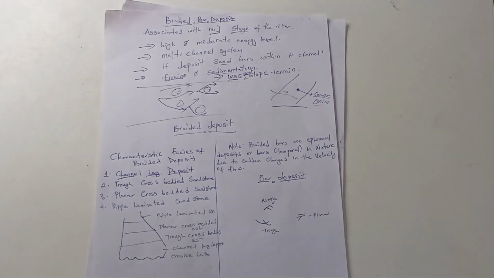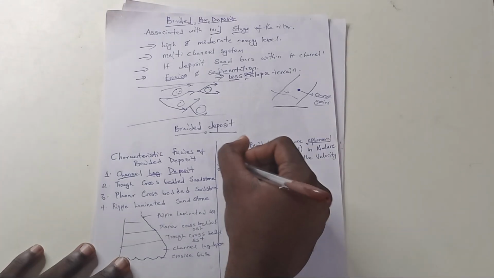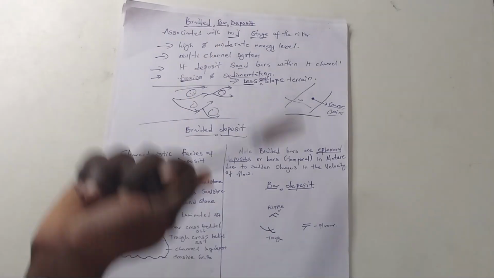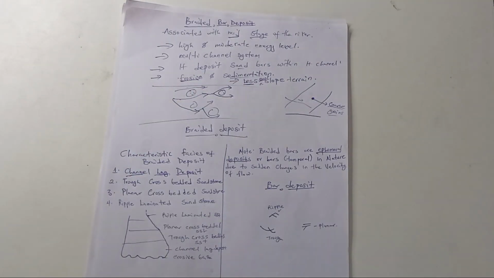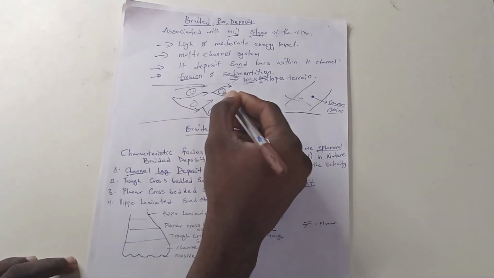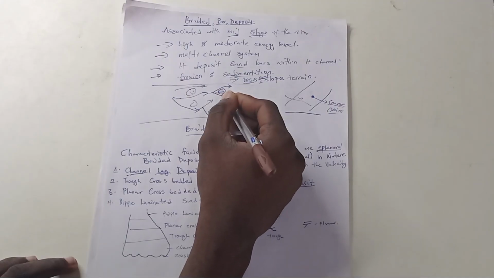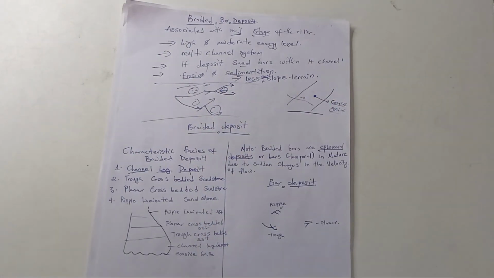Another thing you must know about braided bars is that they are ephemeral deposits. Now, when you say something is ephemeral, it means something that doesn't last. The deposits are temporal in nature. They can fluctuate between high and moderate energy level. Maybe a deposit was formed during moderate energy, and then the velocity of the river increases, so some part of it will be eroded. Okay, so they are temporal, they are not always there.